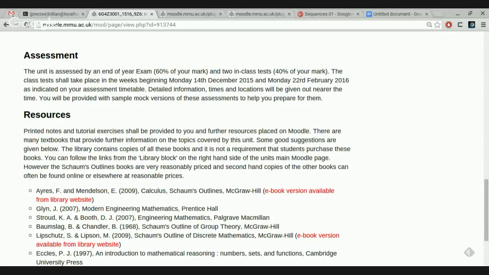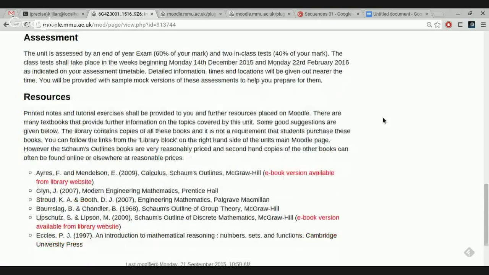And then the end-of-year exam in May is 60% of the unit. So it's a 3-hour exam covering the whole unit. You can already see some past papers from the last few years on Moodle, but again, we'll talk much more about exams as we go through the unit.